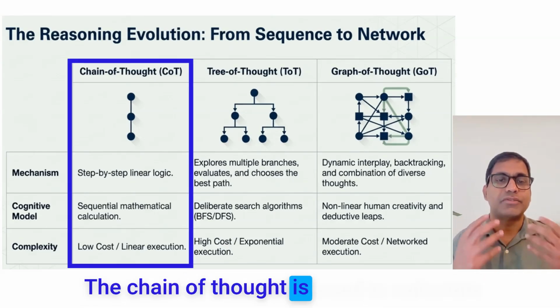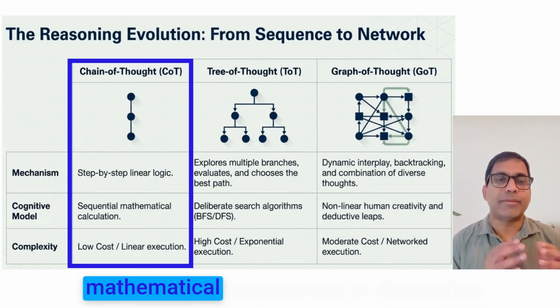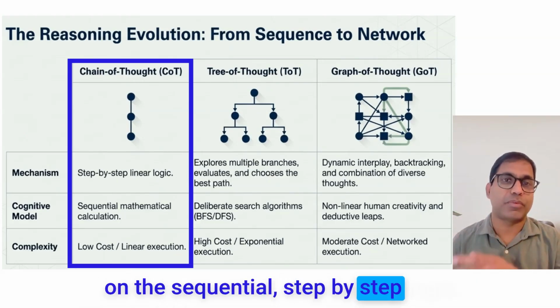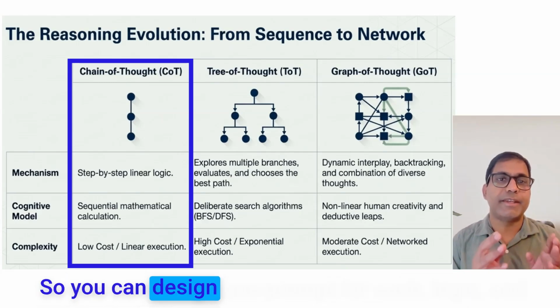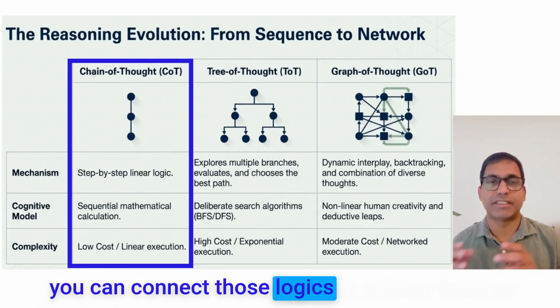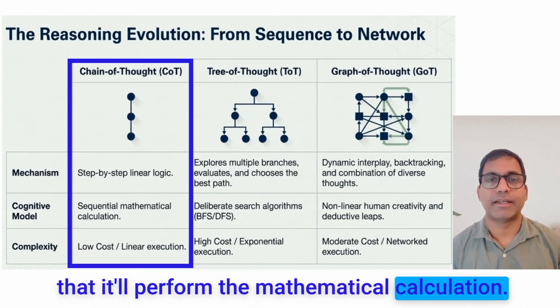The chain of thought is used for mathematical calculations, where the calculation depends on sequential step-by-step logic. So you can design one prompt for each logic, and you can connect those logics in a linear form so that it will perform the mathematical calculation.